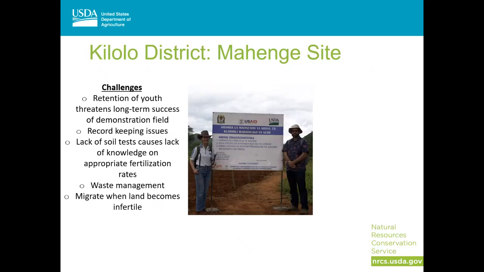Record keeping issues. One of the people that left was their record keeper, and they brought their records with them, which creates a need for kind of a central hub for keeping records on site. Lack of soil tests causes lack of knowledge on appropriate fertilization rates, and that's something that we ran into at almost all sites. So that's something that almost every site listed as a challenge.